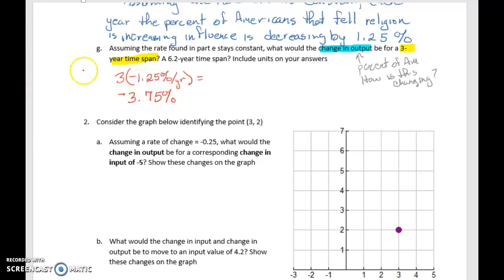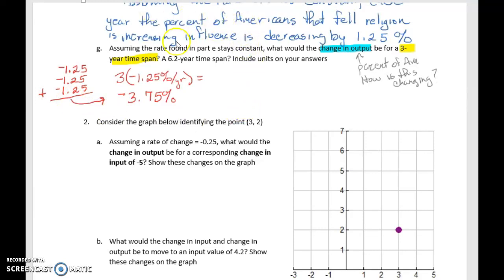Or each year, you could simply just do, in year 1, it decreased by this much. In year 2, it's by this much. Year 3 was this much. And if you sum all these up, you're going to end up with that amount right there.